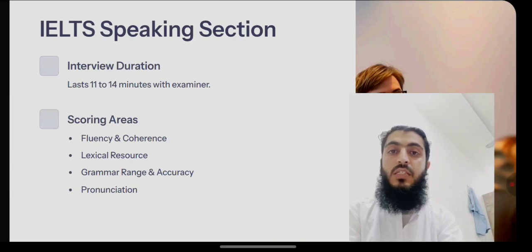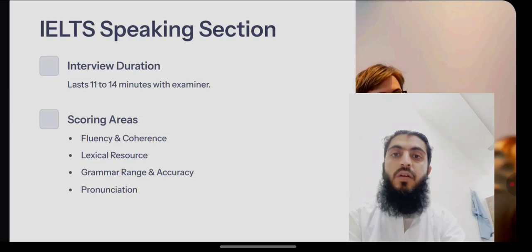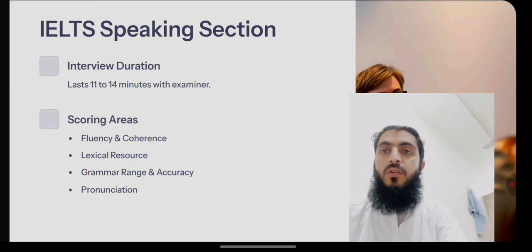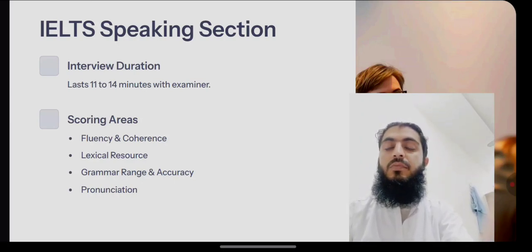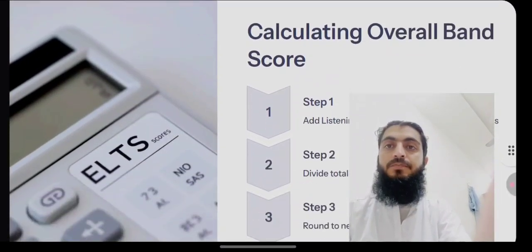If your pronunciation is not good, of course you will get a little bit less band as compared to the one who is good in pronunciation. Same is the case with fluency and coherence as well. So that's why each module and section has different bands and areas.